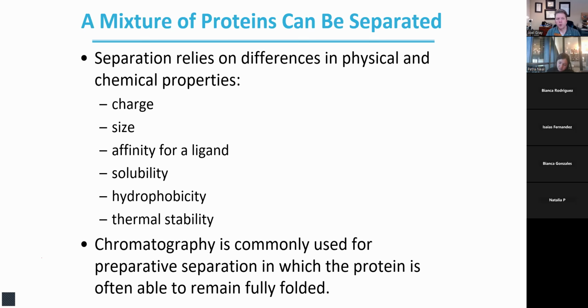Chromatography is commonly used for preparative separation, in which the protein is often able to remain fully folded. What that means is that whenever you do a particular type of chromatography, you can collect that protein off of the column, so you can continue using it. It's not like you have to destroy the protein to get it to stick to the column.